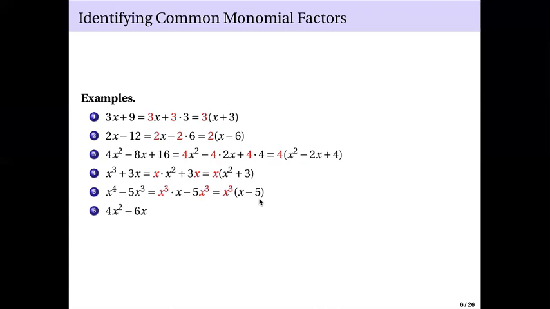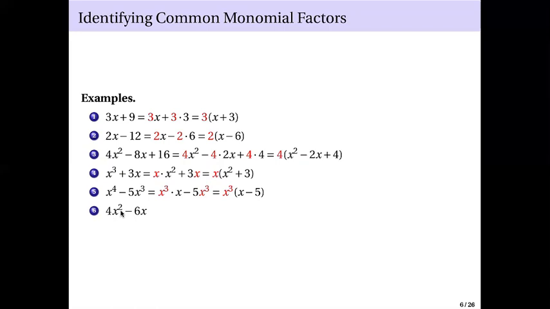Here we have 4x squared minus 6x. If we look at the coefficients, we have 4 and 6, and both of them are divisible by 2. So 2 is a common factor. Furthermore, if you look at x squared and x, x is a common factor. X squared is x times x.